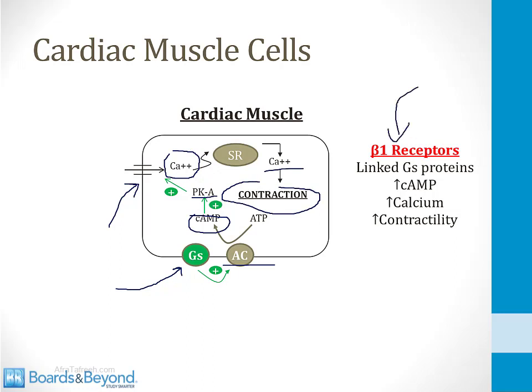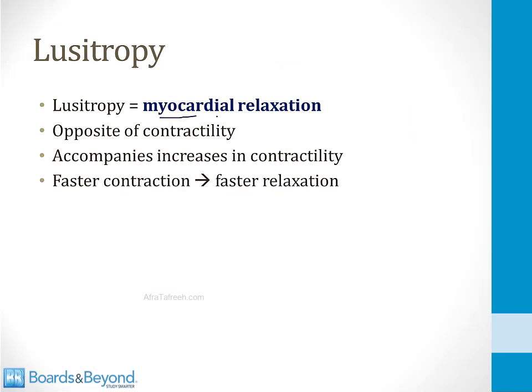You may know that stimulation of beta-1 receptors in the heart leads to increased contractility, and this is the way it happens. The beta-1 receptors are linked to GS proteins that raise cyclic AMP levels. That leads to more calcium and more contractility. Lusitropy is the process of myocardial relaxation. This is the opposite of contractility, and it's an active process. The heart doesn't relax just by ceasing contraction. It actually undergoes an active process called lusitropy so that it can quickly relax and be ready for the next heartbeat.